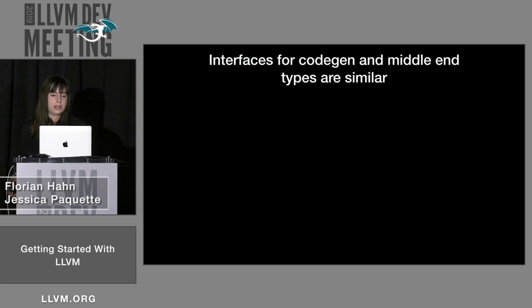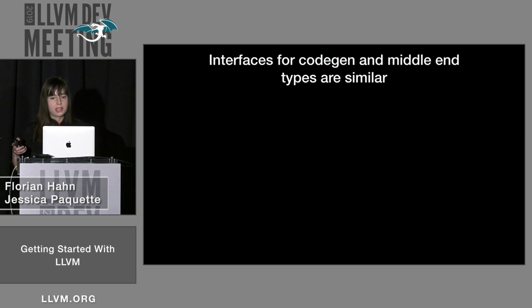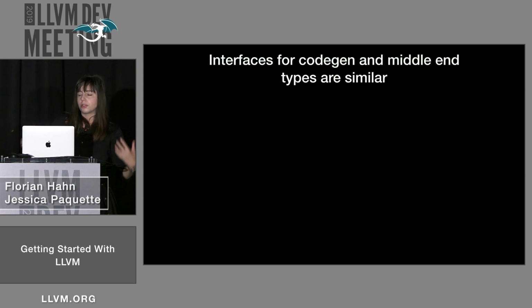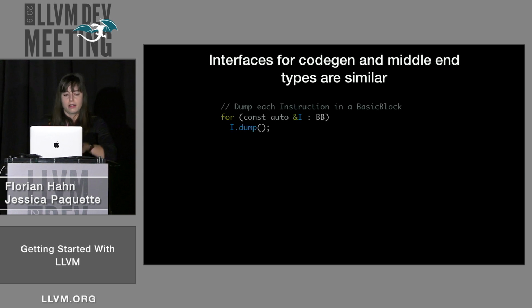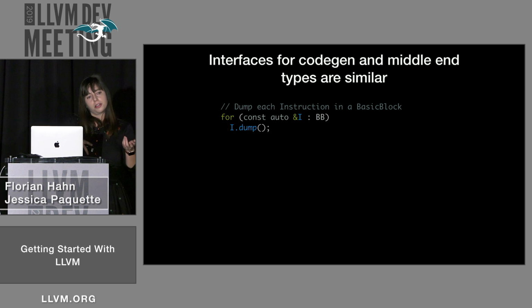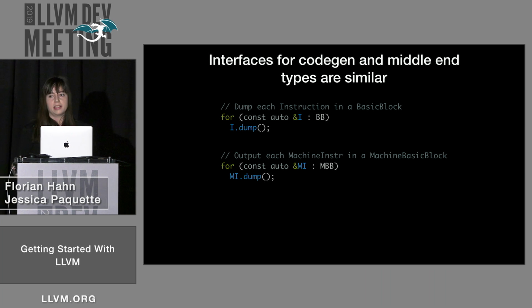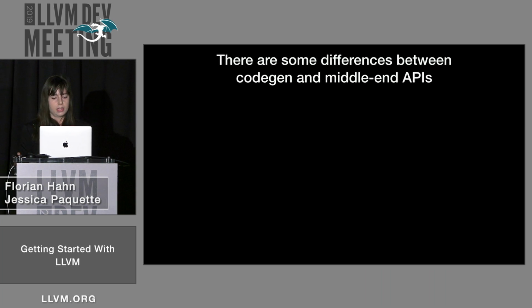Because CodeGen and the middle end have such similar structures, the interfaces in CodeGen and the middle end are pretty similar. There aren't too many surprises here, and if you're comfortable with using the middle end structures, you don't have a lot to worry about in CodeGen. For example, a loop over each instruction in a basic block where you dump the instruction is going to look pretty much identical in CodeGen as in the middle end. Of course, there are some differences, though.